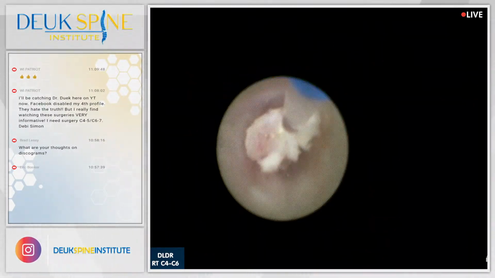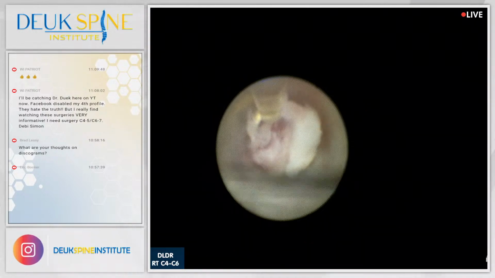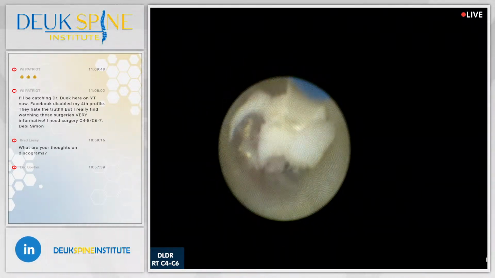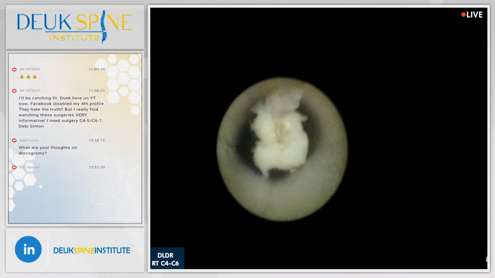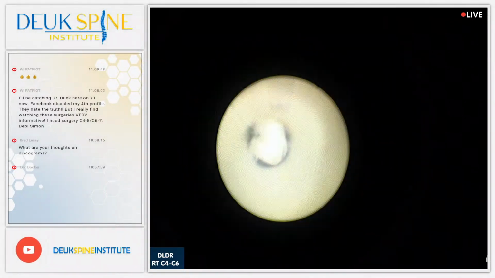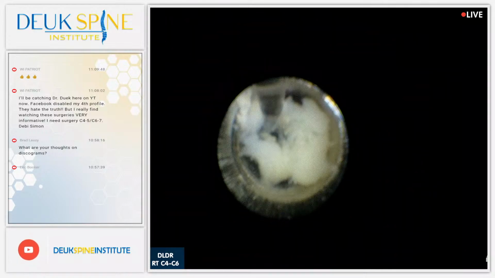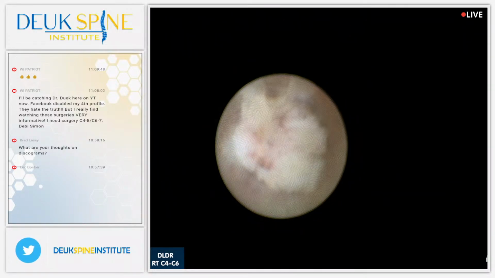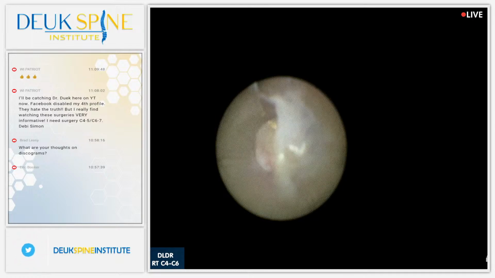All right, a lot of inflammatory tissue. You see that red stuff, the pinky stuff? That's inflammation. This disc, if I had to guess, is the one causing most of his symptoms. 4-5. There's a piece of herniation. Come on out. We don't want you anymore. And that's a lot of inflammation right there.